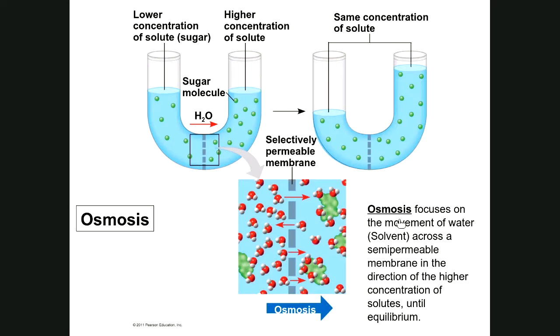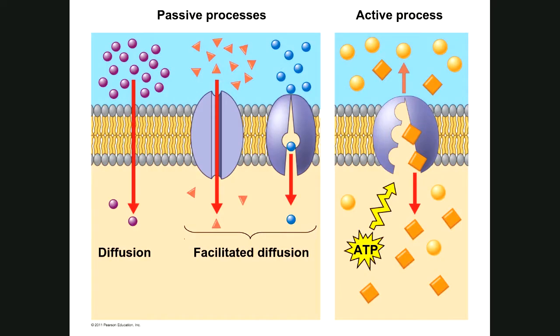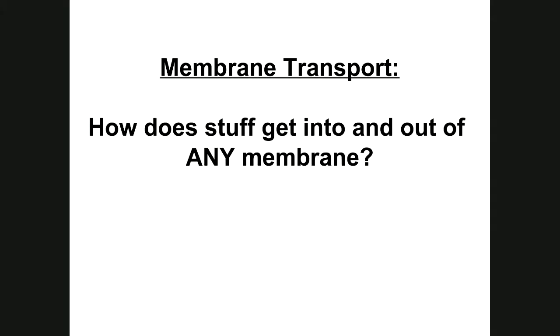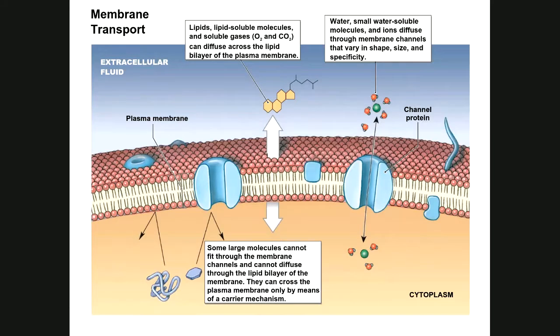Osmosis. Now, osmosis, first of all, is a special type of diffusion whereby we only focus on the movement of water. The reason for this, please listen carefully, is because almost every cell of our body has channel proteins that function as water channel proteins.